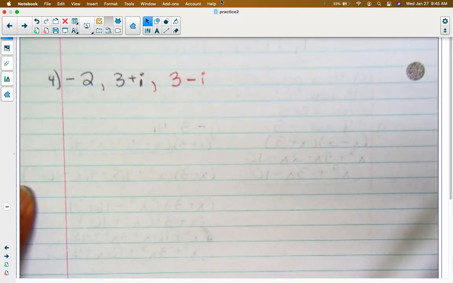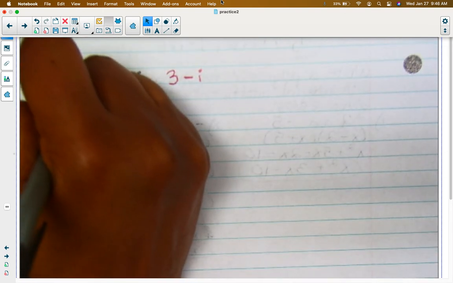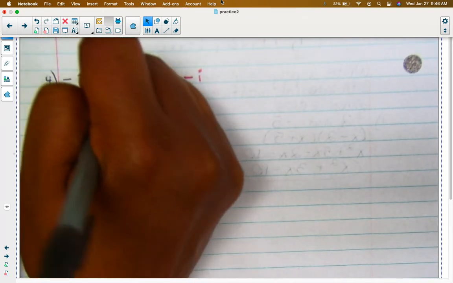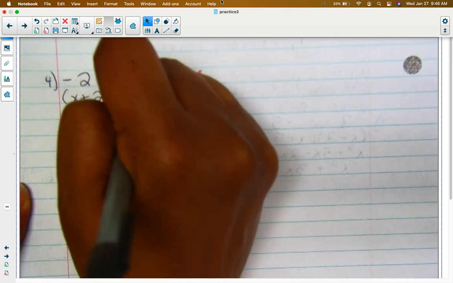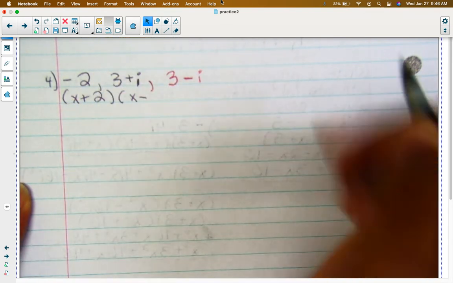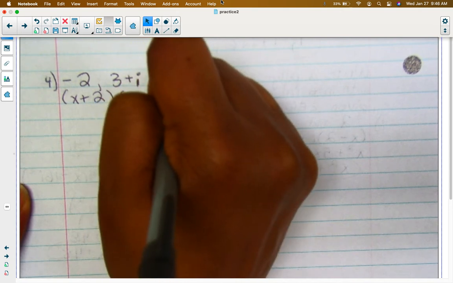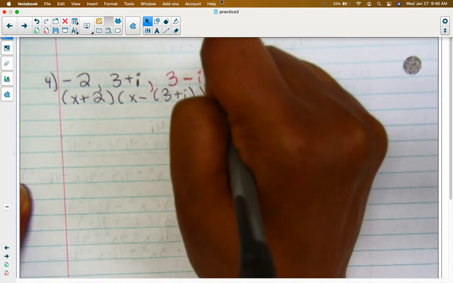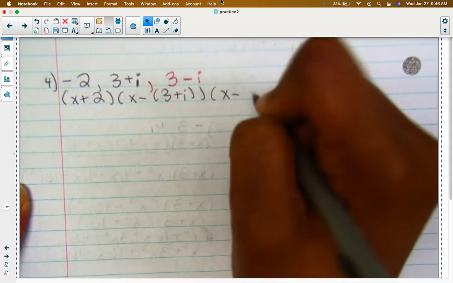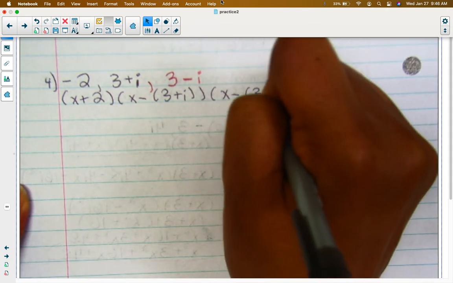Now we go through and we set these up in factored form. So this is going to be x plus 2. When I do the next one, it's going to be x minus (3 plus i). And then the next one is going to be x minus (3 minus i).